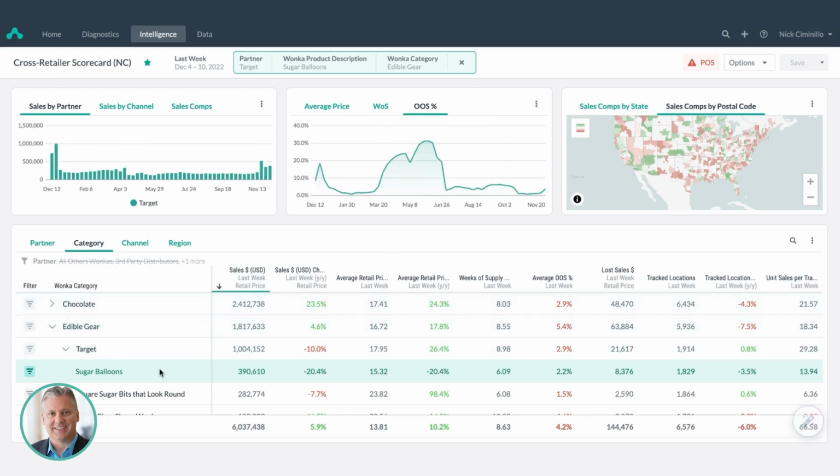So here we are looking at sugar balloons just for Target. Here I'm looking at sales. How did it perform across time? The average price point, the weeks of supply, the out of stock, and then again, how is it performing by postal area?